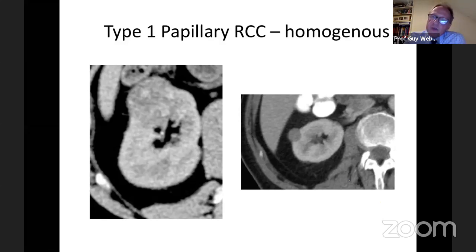So in our unit, we try not to biopsy anything we think might be a papillary abnormality for that reason, in case there is this increased risk of seeding, because they are fairly soft.